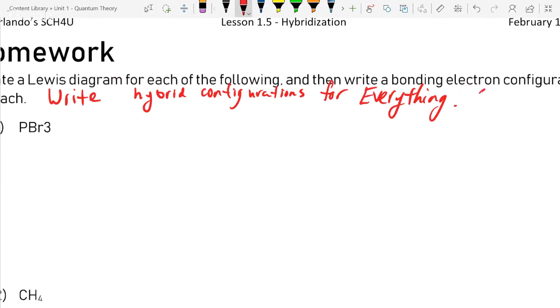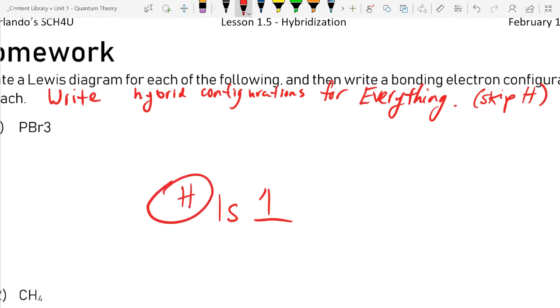Oh, yeah. And you can skip hydrogen. If you're really keen to do hydrogen, it always looks like this. Hey, done. So if you want to do hydrogen, there's your cheat sheet. Every time.